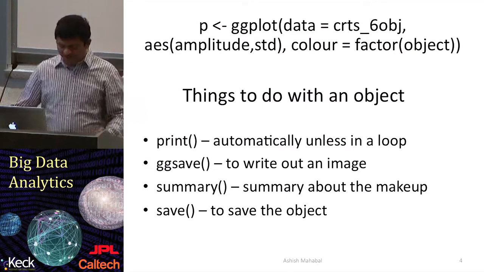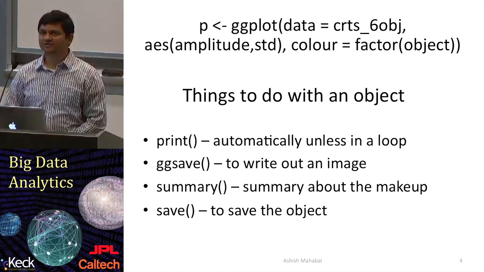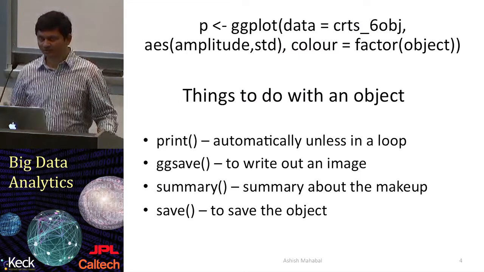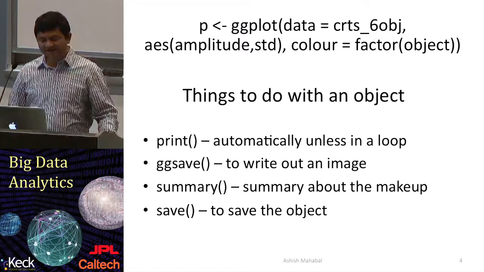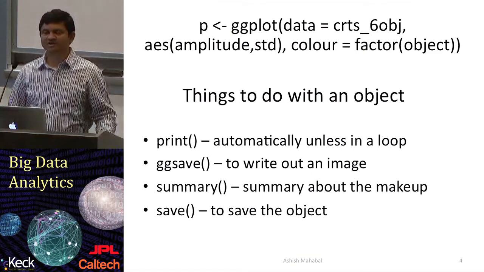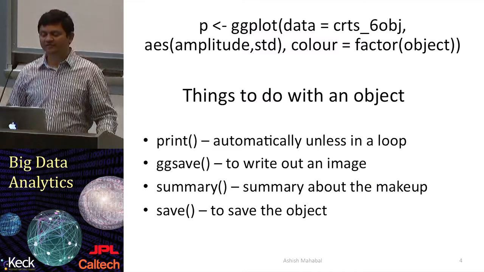The other interesting thing is summary. It is, as before, overloaded, and with this object P, if you simply say summary with empty parentheses, you are going to see what is hidden in the object, and we'll do that to one of the objects. Similarly, save, instead of ggsave, is going to save the object itself. Rather than as a plot, the object as an R object will be saved to the disk, which you can reload later on. So let's look at the summary of the P object that we have defined at the top here, where we are again taking the CRTS data set and simply plotting amplitude versus standard deviation and factoring it into different colors by the object variable.